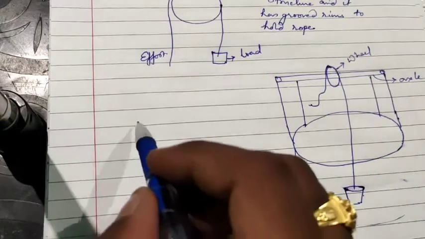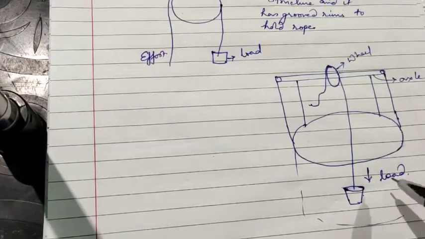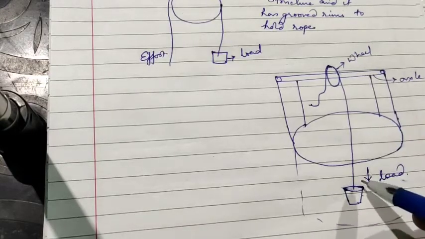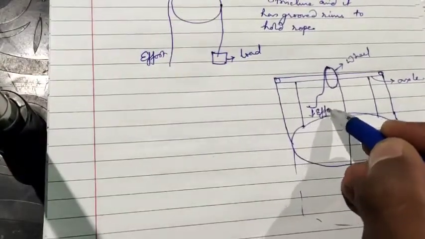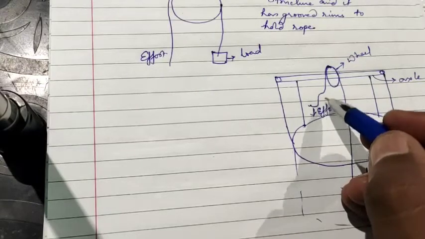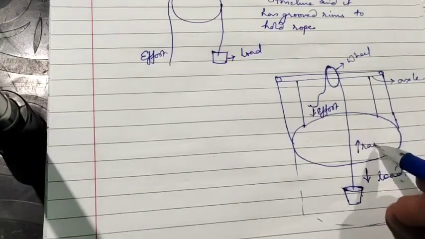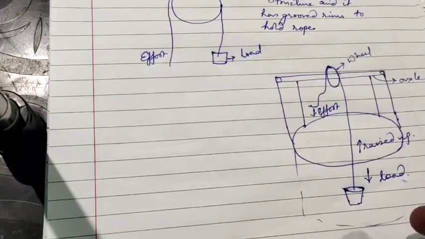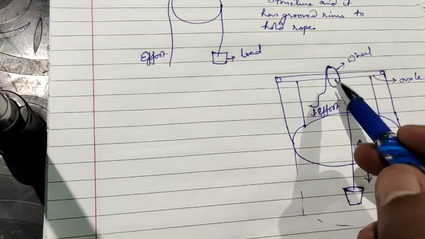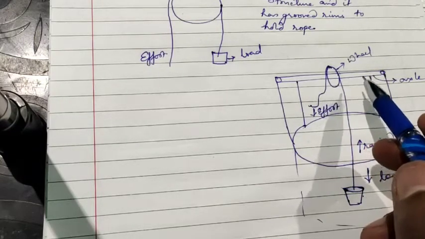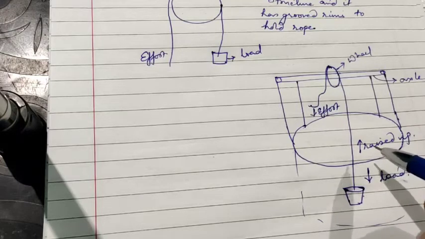Now in a pulley, load is acting downwards. Why is it acting downwards? Because the load will try to get down, and effort will also act downwards. Effort, we are pulling the rope in the downward direction, and the load is raised up. So we can say that a pulley is a circular disc-like structure which contains a wheel and an axle, and it is used to lift a load from some depth by changing the direction.